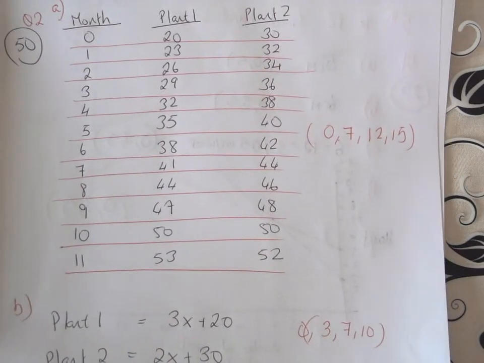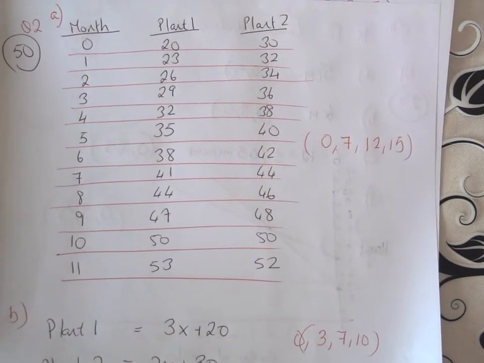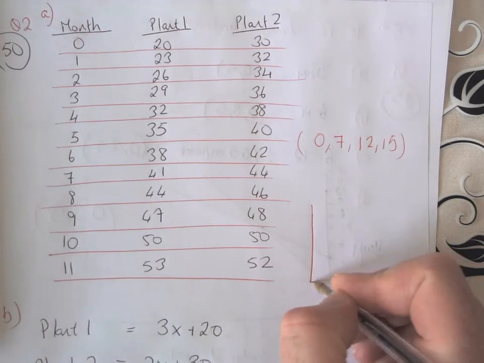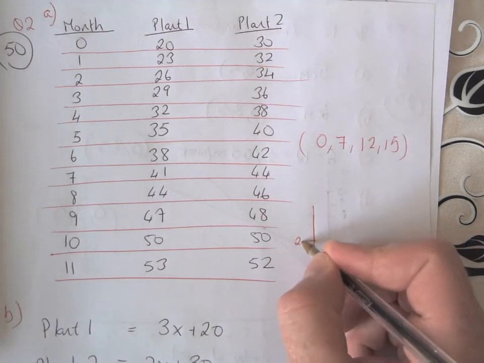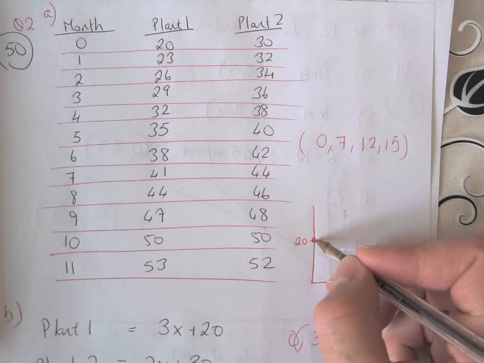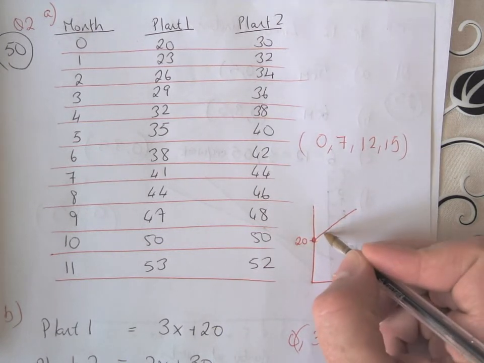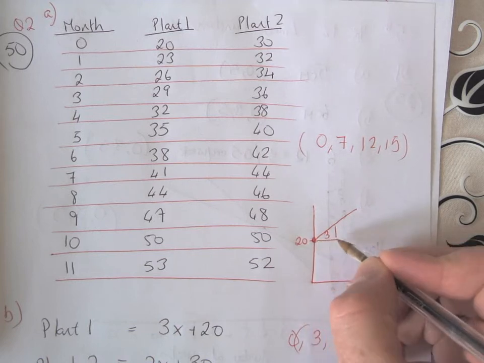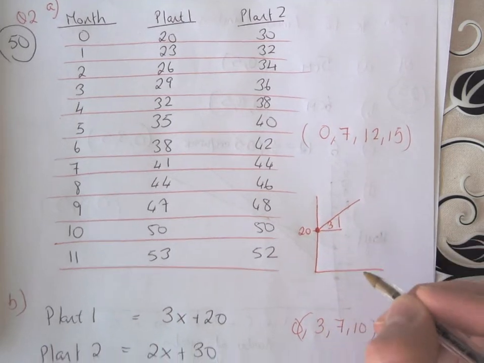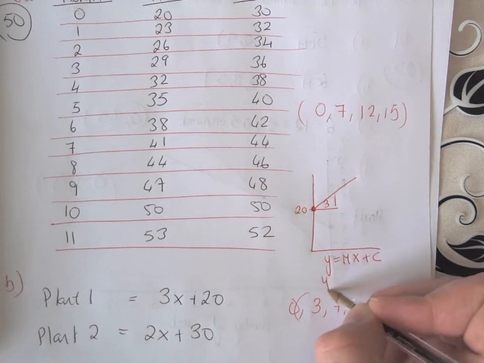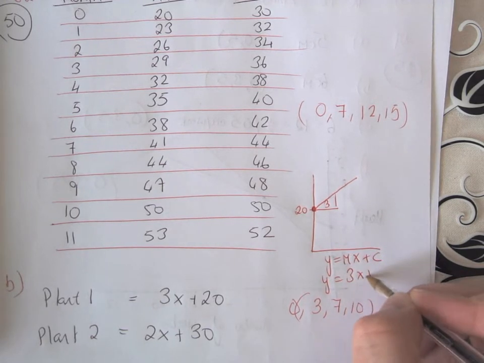Then it says write down a formula. So that was a bit tricky because we didn't have a graph, but if you imagine the graph, you would have had 20 and it would be going up in 3s. So your slope is 3 and your y-intercept is 20. So if we think of the formula y equals mx plus c, y equals 3x plus 20.